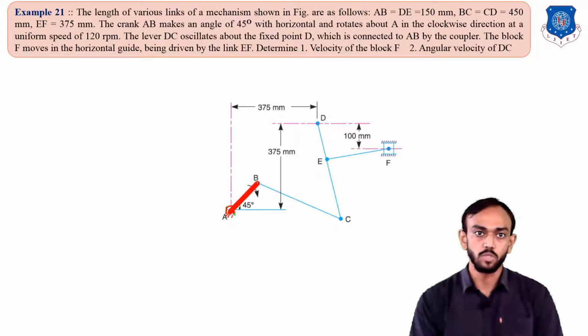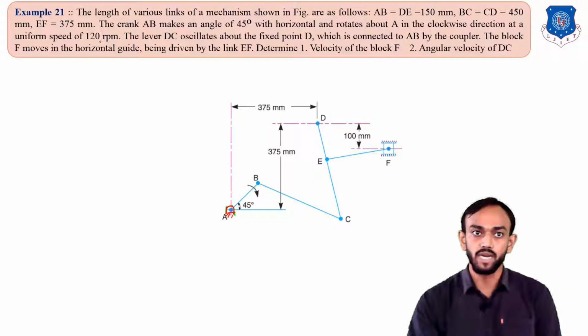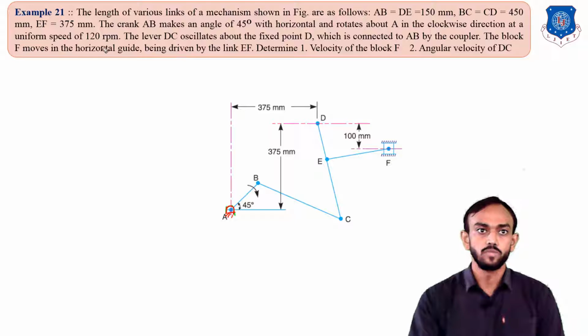Right now this position is given here, in a clockwise direction at a uniform speed of 120 rpm. So the rpm of this crank is given, and you can see on the screen this clockwise direction is given. Okay, so check this.